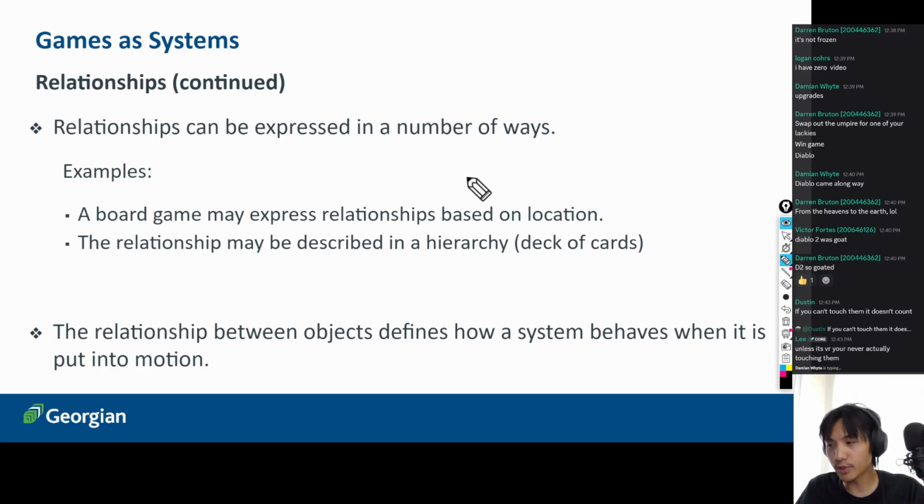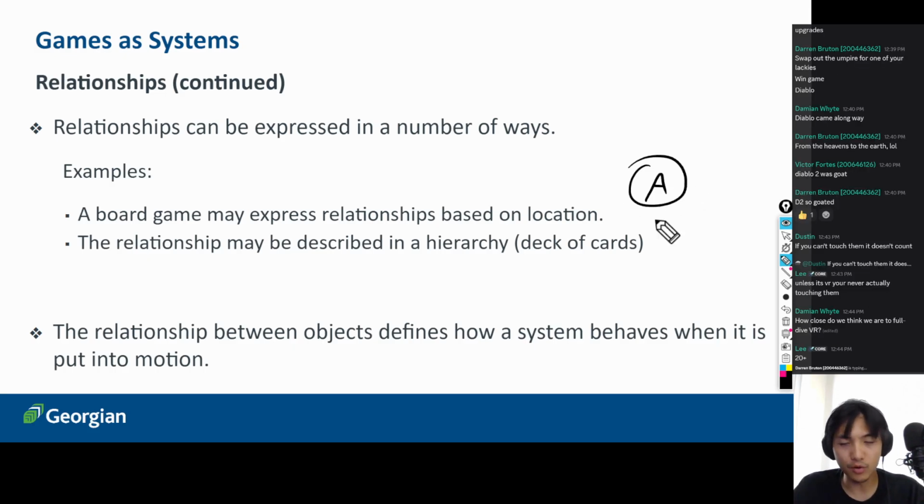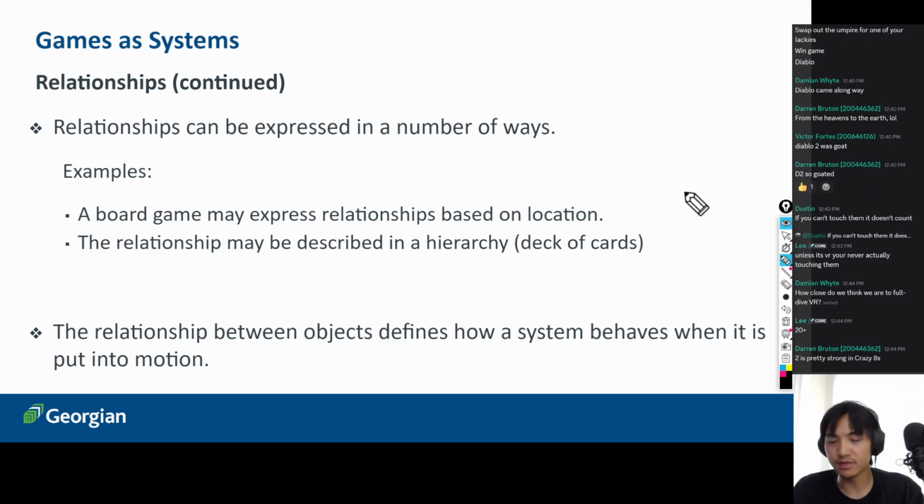Relationships can be expressed in a few different ways. In a board game, just location can describe relationships, and that can be quite powerful. In the deck of cards, there's kind of a hierarchy, and in some games, that relationship is treated differently. So in some games, two is a small number, and in some games, two is actually a big number. Two is actually worth a lot. In some games, an ace is just one, or in some games an ace is worth more, right? An ace is actually a one or an 11, right?